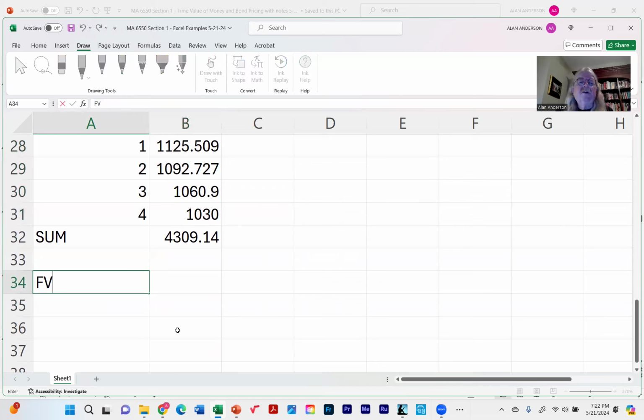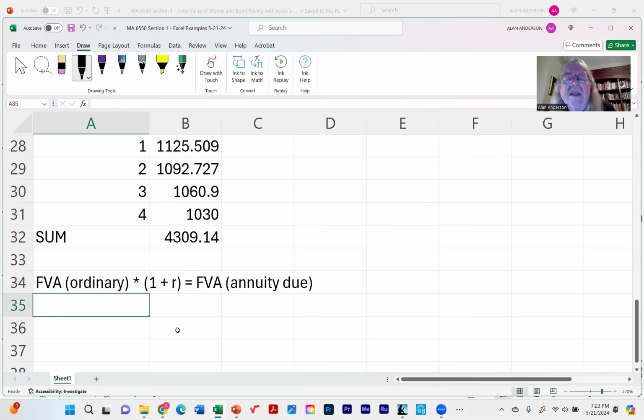Future value of an annuity, I'll put in parentheses ordinary, times 1 plus the rate of interest equals the future value for the annuity due. Basically, you're just multiplying all the cash flows by 1 plus R, and you'll get the same result.